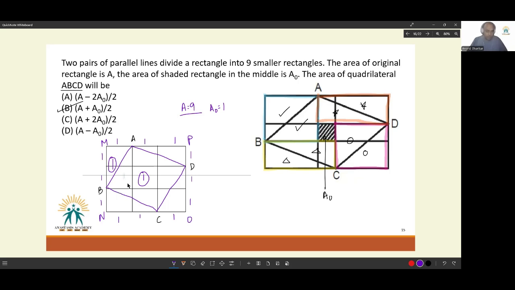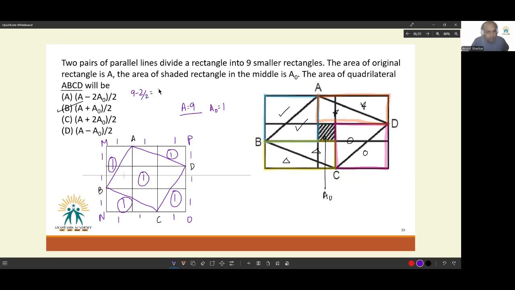Or I don't even need this area. This region is 1. Similarly, area of B and C will also be 1. Area of DCO will also be 1. Area of APD will also be 1. So, from total area of 9, I have to exclude 4, or I have to arrive at 5 as an answer. A minus 2AO, 9 minus 2 by 2.